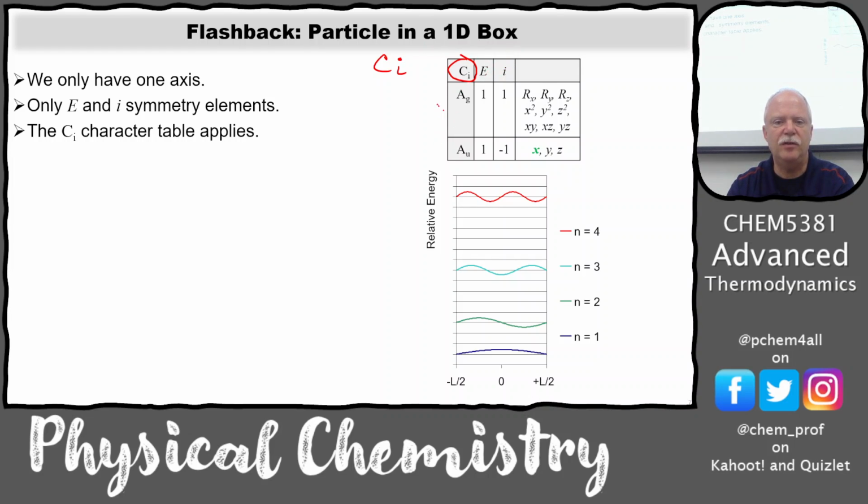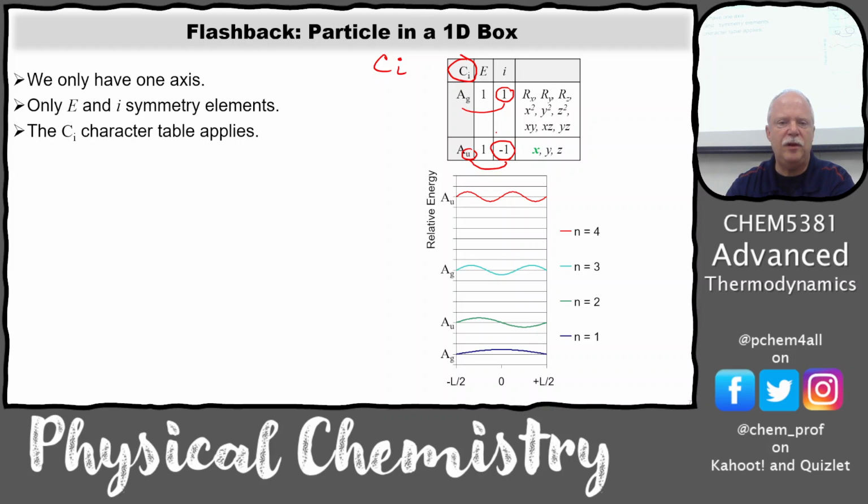It has 2 rows, AG and AU. The G and U tell you the inversion symmetry. Notice when it's G, it's +1 under inversion. We say it's symmetric under inversion. And when it's U, it's asymmetric under inversion. It's -1. That G and U stand for German words, gerade, which is even, and ungerade, which is uneven. So that's where G and U come from.